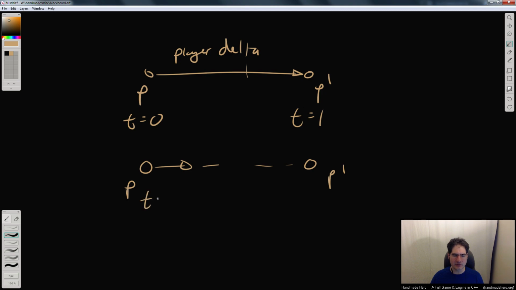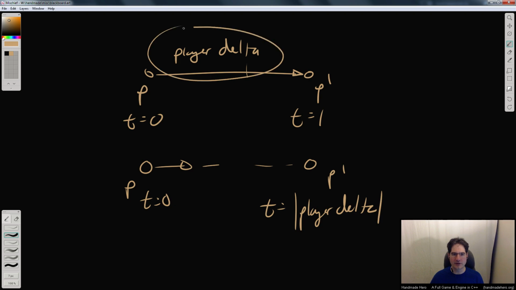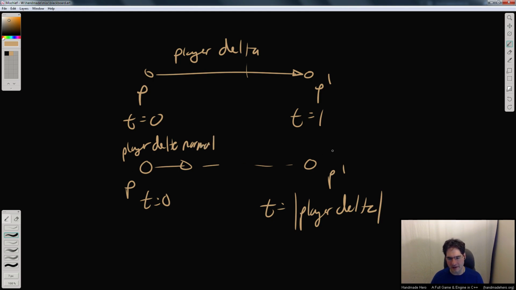And then t equals 0 still starts us at the starting point. But now we have t equals essentially the length of player delta. Whatever this vector's length was originally, that is now what t goes to. And we now have this player delta normal, if you will. Here, it's unit length, it has length 1, and we're moving along that.